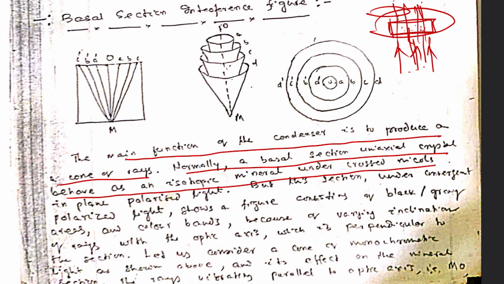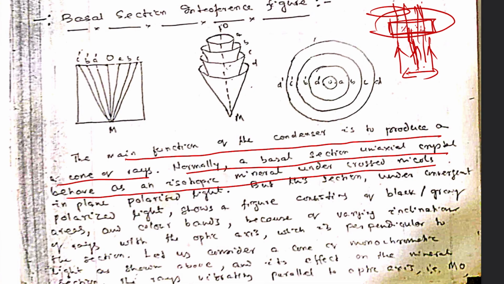And here the light rays entering the mineral section are vibrating parallel to the polarizer vibration direction. When they come up, they hit the analyzer perpendicular, that's why no light will pass through. So basal sections under orthoscopic arrangement, or in plane polarized light, show total darkness.